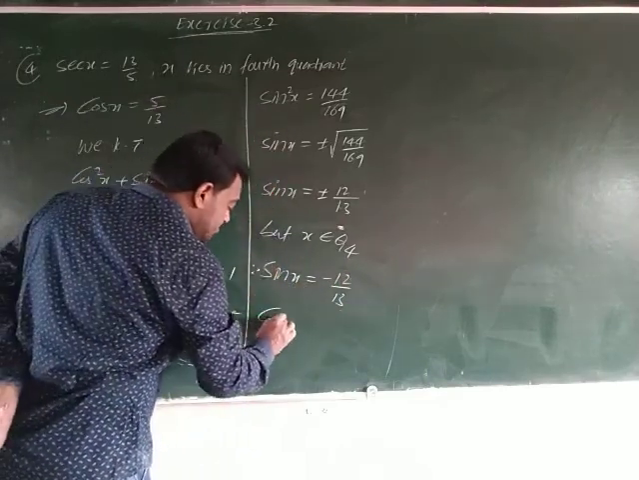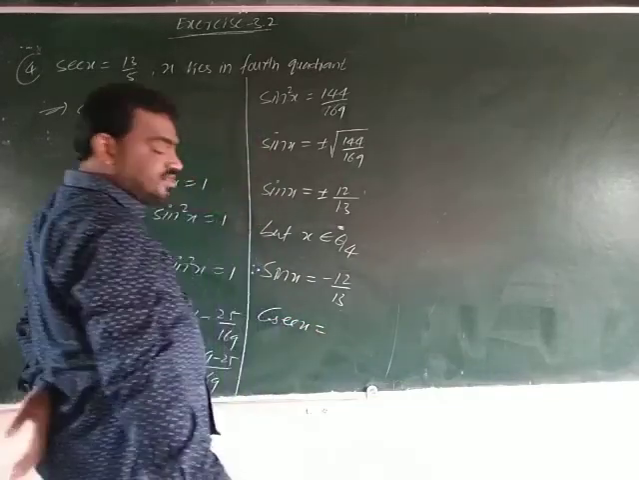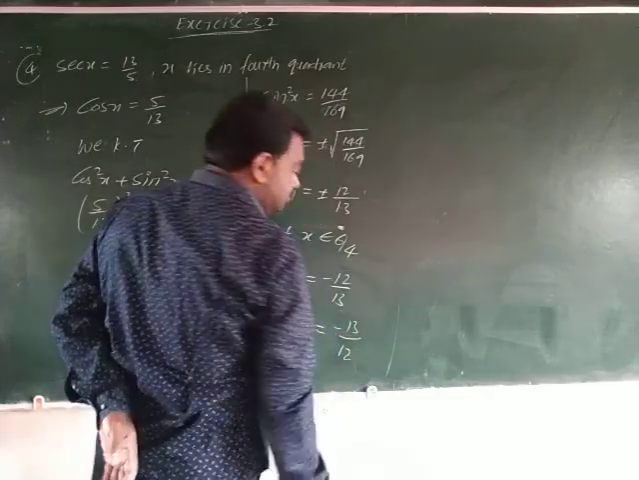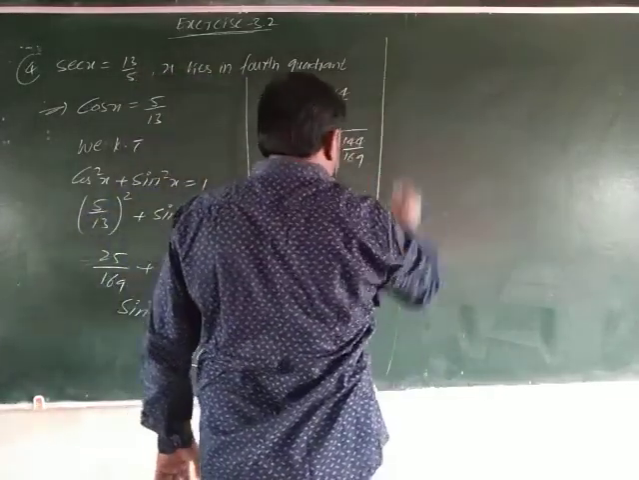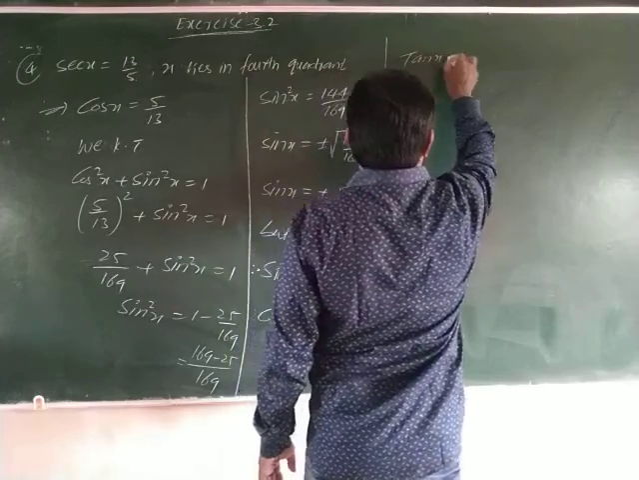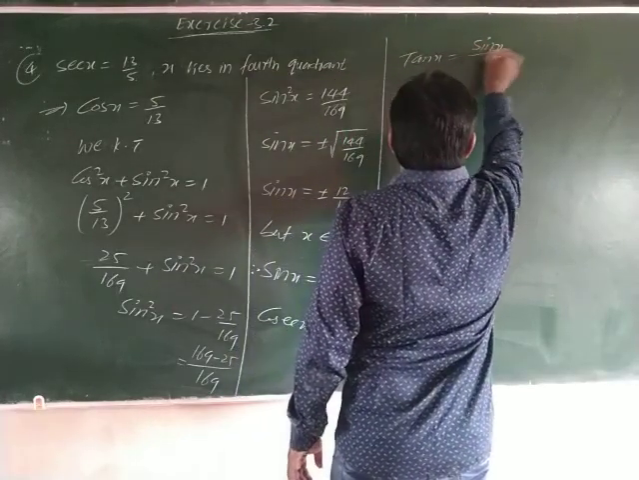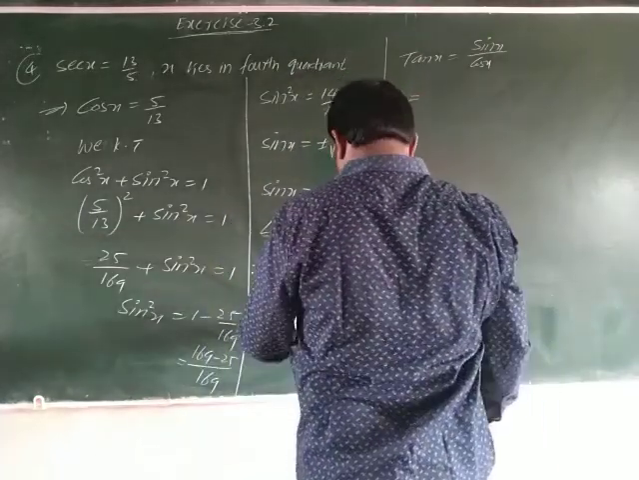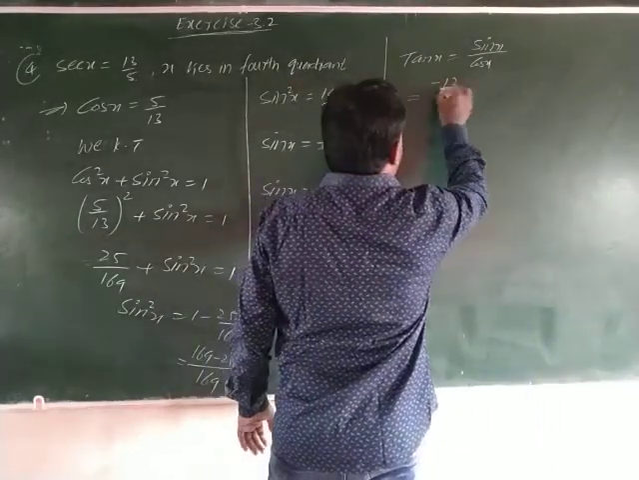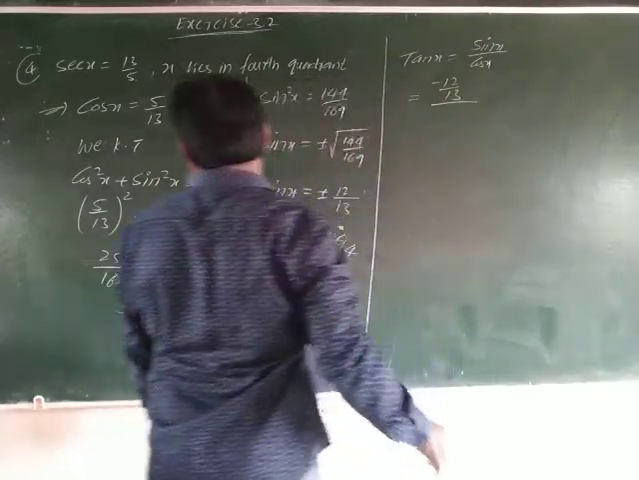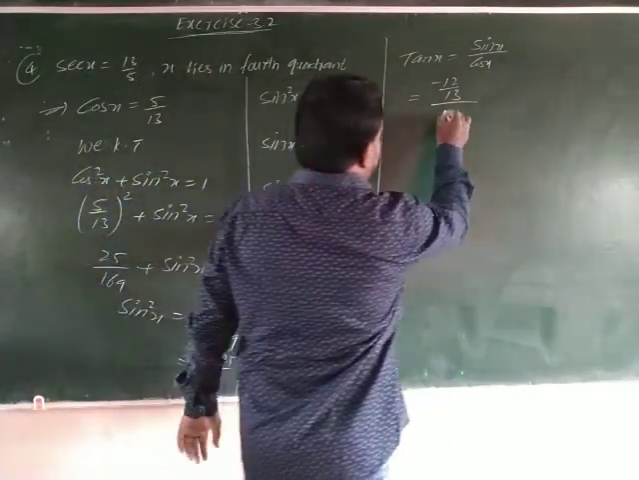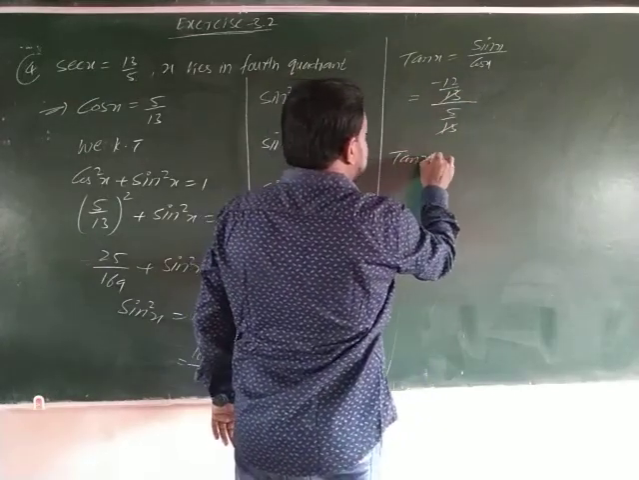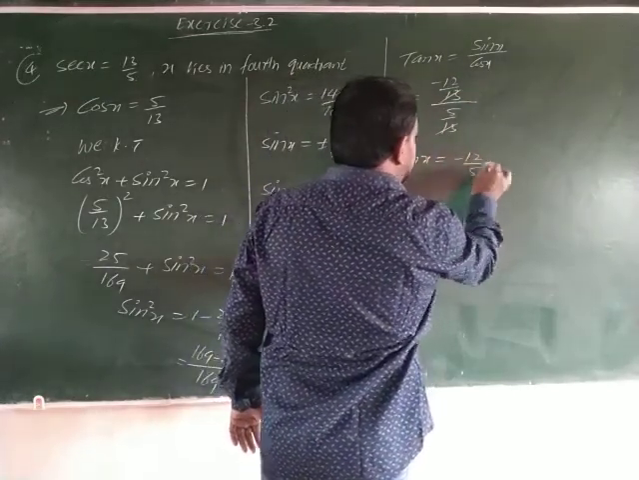Next, from this sign easily we can find cosecant. Cosecant x is equals to what? Minus 13 by 12. Now you find tan x. Tan x is equals to sin x by cos x. That is equals to, what is the sin x value? Minus 12 by 13. Cos x is equals to 5 by 13. 13 will cancel. Tan x is equals to minus 12 by 5.